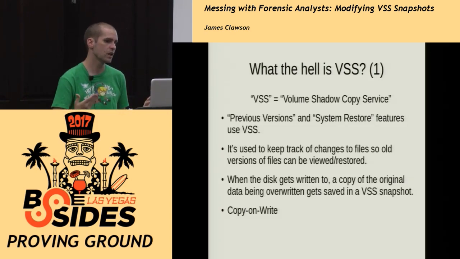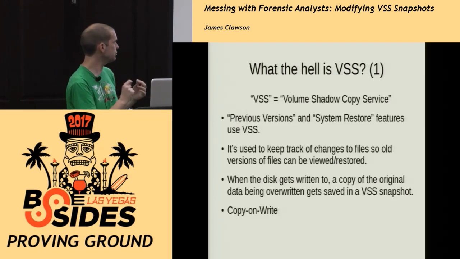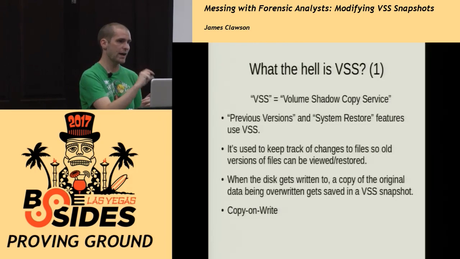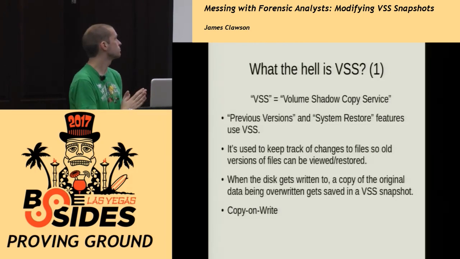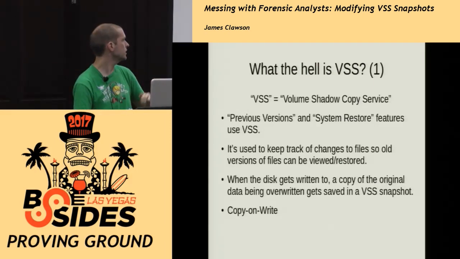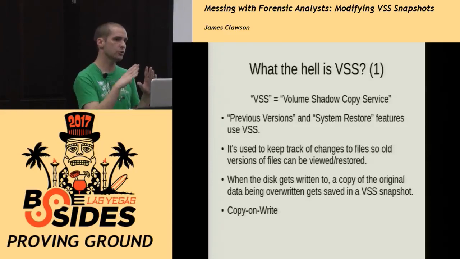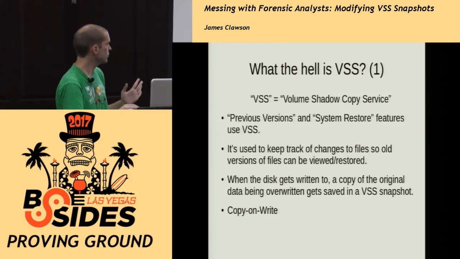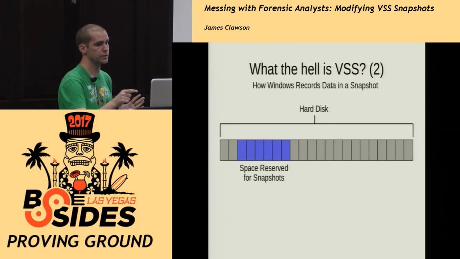It's pretty cool. So what VSS actually does is it keeps track of changes that are made to the files to enable this. At a disk level, what's actually happening is that before you write data onto a disk, the VSS service copies the old data before it's overwritten and stores it in the snapshot space. This is called copy on write. This appears in a lot of places, not just VSS. Let's go ahead and take a look at what that looks like.